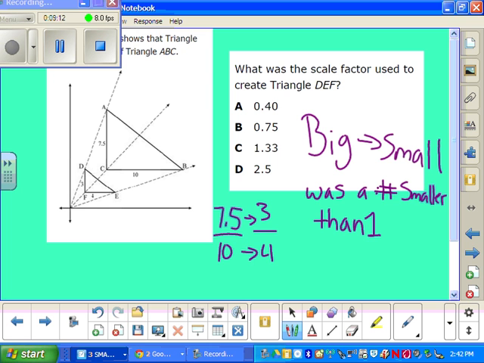So we're going to take the 7.5 and that's going to become a 3. And then the 10 will become a 4. So to find the scale factor, we're going to divide 4 by 10 to get 0.4 as our scale factor. We know that the scale factor was going to be a smaller number than 1. So that means that 0.4 is the correct answer.